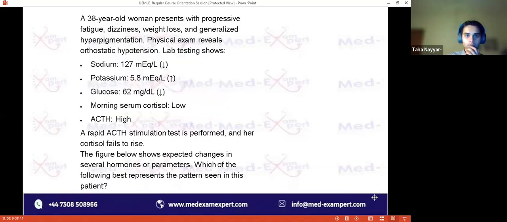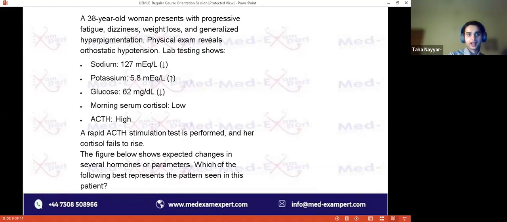So, quickly read this question. The patient has fatigue, dizziness, weight loss, and generalized hyperpigmentation. Physical examination revealed orthostatic hypotension. Lab testing shows low levels of sodium, high levels of potassium, low levels of glucose, the morning serum cortisol level is low, and the serum ACTH level is high.